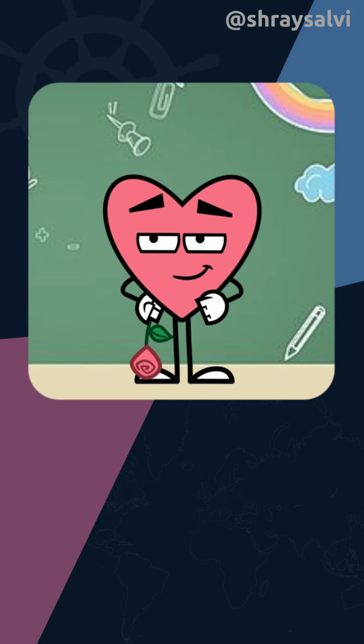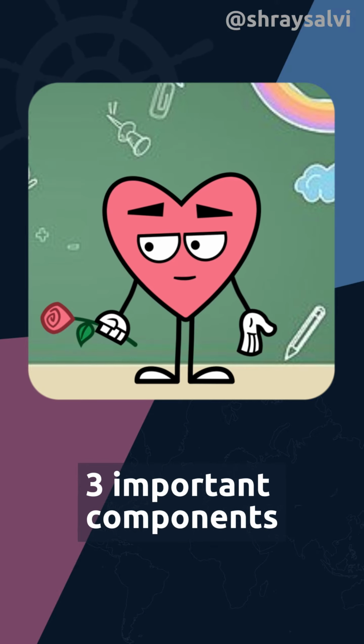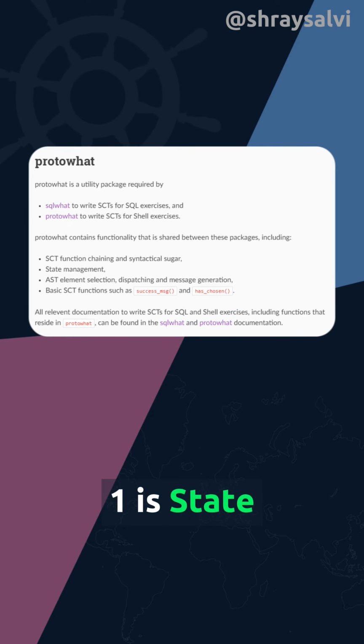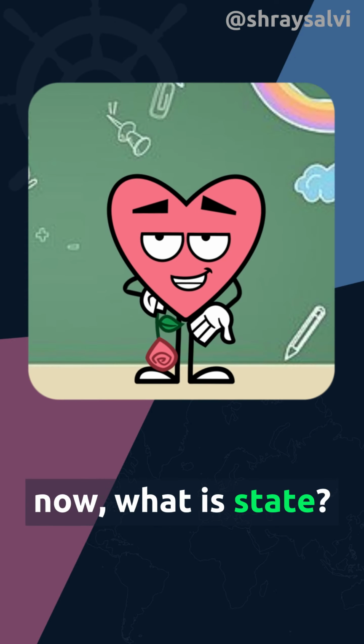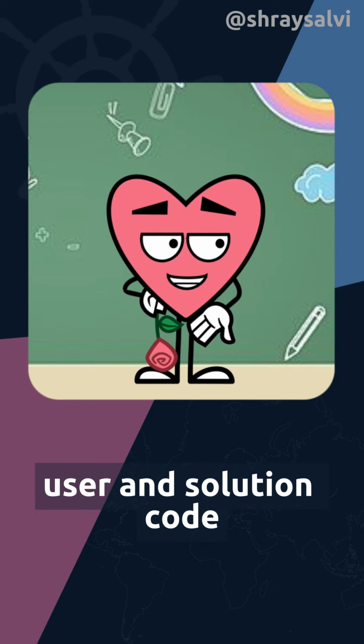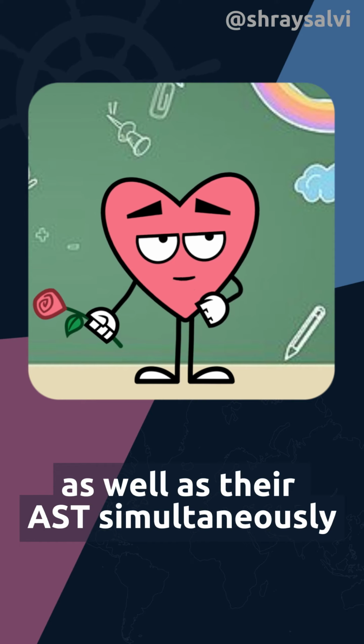But how? So protowhat contains three important components. Number one is state, number two is test runner, and number three is feedback. Now what is state? So state manages user and solution code as well as their AST simultaneously.